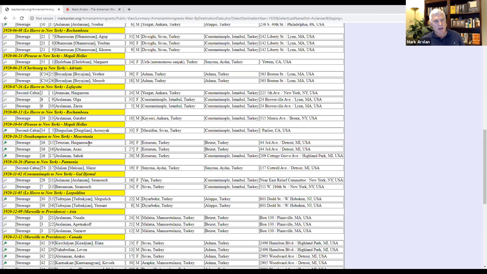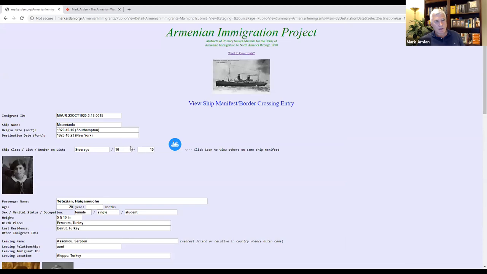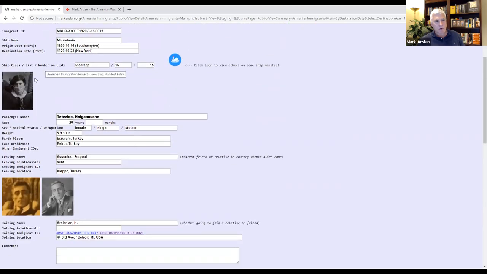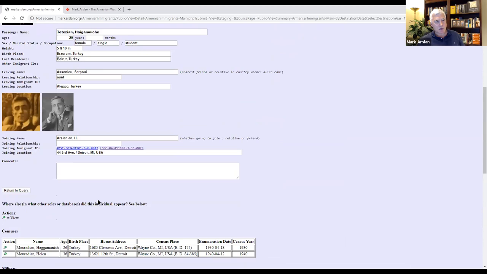So let's say I want to find out some more about Haiganush beyond what's just in here. So I see that that's a green icon. Remember, green icon means there's some additional hot links in there that take you to other records. So green icons are good. So let's click on that one for Haiganush. Okay, and I do happen to have a picture of her. So I put her picture above her name. She was leaving an aunt in Aleppo, and she was joining an H. Arslanian who was in Detroit, okay? Haribed was his name, actually.